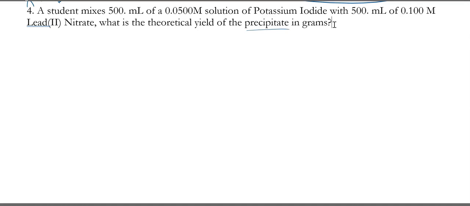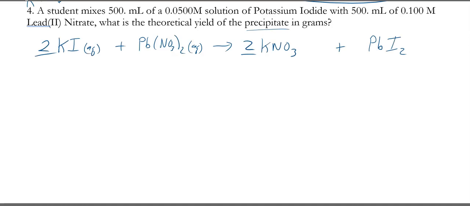Before we can do anything, we need a balanced reaction. So take a second and write out the balanced equation. This is what your balanced reaction should look like for our mole ratios that we're going to use in just a minute. Now, it's really important for this problem that we know which product is actually going to form a precipitate. So how do we know that in a double replacement reaction?